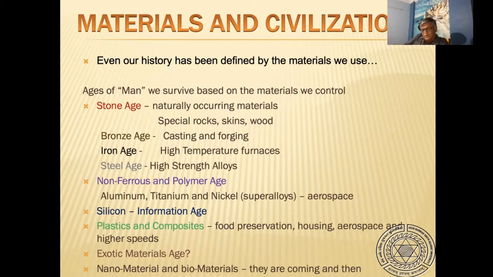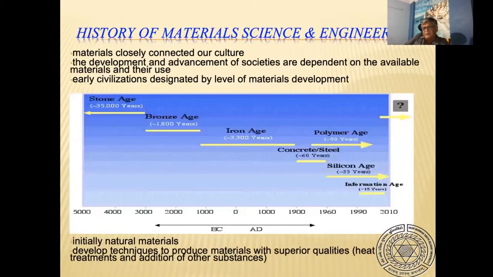Now we are looking at a new age, which is called the exotic material age. Nowadays exotic materials are used on a larger scale for the synthesis of different goods. Then there is the nanomaterial and biomaterial age. We all are aware that a nanomaterial is a material whose dimensions are in the regime of 10^-9 meter. In the case of biomaterials, artificial skin, artificial bone, and artificial tissues can now be synthesized. This comes under the biomaterial group, so this age is called the biomaterial age.